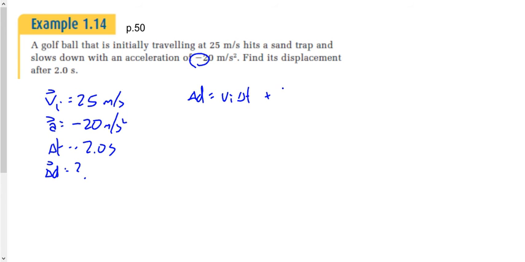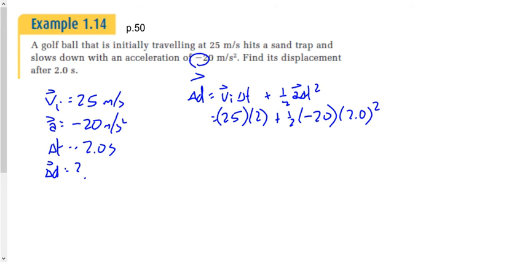Okay? You know what? I think that one's going to work for us. So I think you cut to the chase and went directly to the one that is the most efficient one. We have VI. It's 25 meters per second. Delta T is 2 plus 1/2 of negative 20 times 2 squared. So sure enough, we've got all the variables in there except the one that we're solving for. 25 times 2 is 50 plus 2 squared is 4 times 20 is 80 times 1/2 is 40, but it's negative because of the negative 20. 50 plus negative 40 is 10 meters. So how far does this golf ball go in the sand trap? 10 meters.